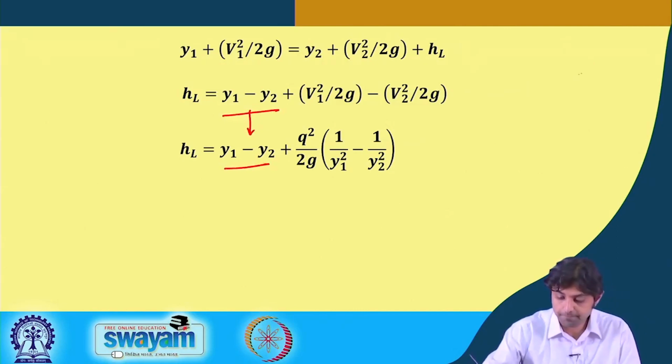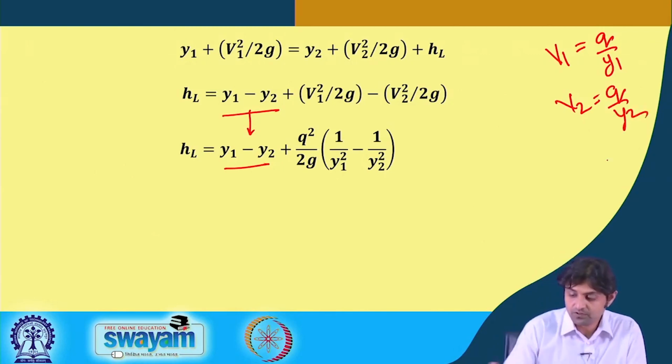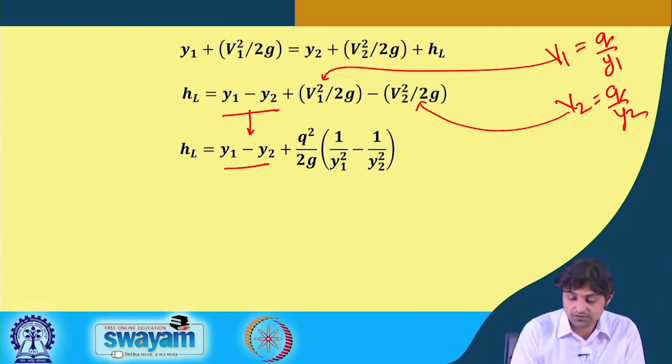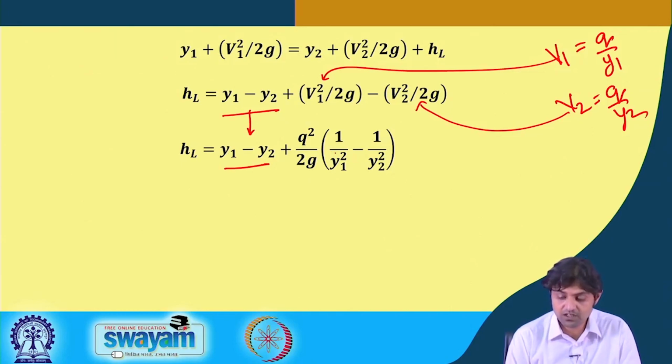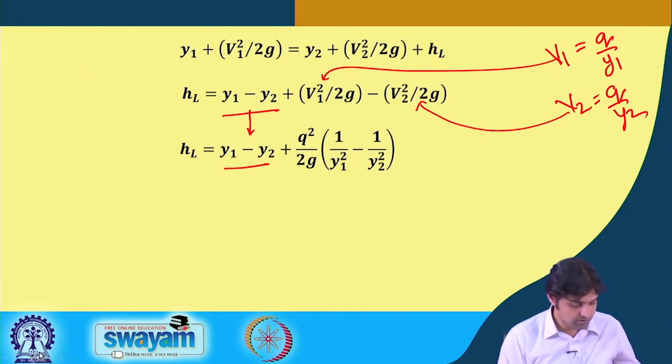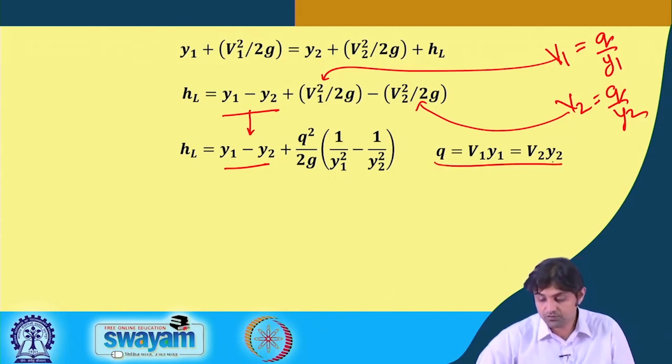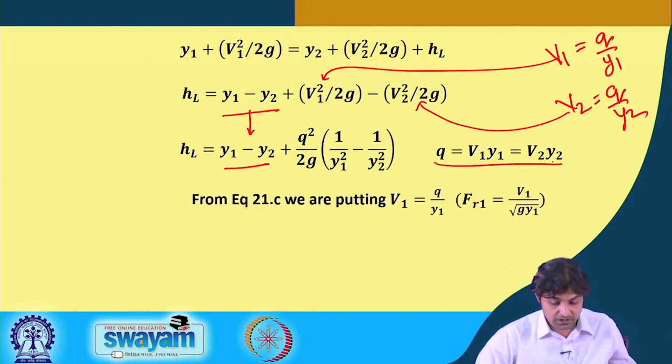So, v1 is q by y1. Okay, I just wrote the opposite, v2 is q by y2. So, this we substitute here and this we substitute here, and therefore, this q square we take out common, and this is 1 by y1 square minus 1 by y2 square, because q is equal to v1 y1 is equal to v2 y2.